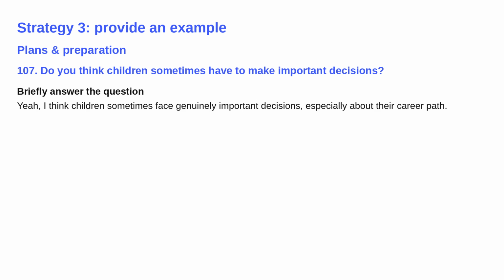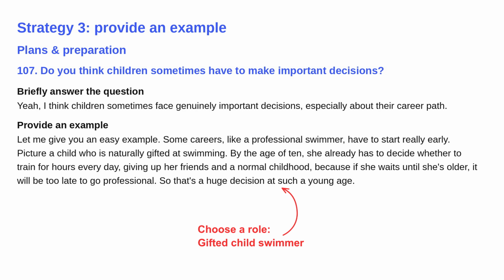Yeah, I think children sometimes face genuinely important decisions, especially about their career path. Let me give you an easy example. Some careers, like a professional swimmer, have to start really early. Picture a child who is naturally gifted at swimming. By the age of 10, she already has to decide whether to train for hours every day, giving up her friends and a normal childhood. Because if she waits until she's older, it will be too late to go professional. So that's a huge decision at such a young age.